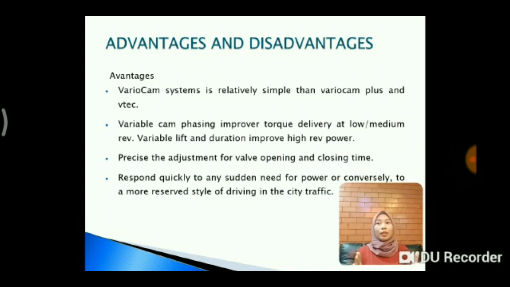Today I would like to present the advantages of VVT. What is VVT? VVT is variable valve timing. For the Porsche car, it is Variocam. So there are some advantages that I want to share with you.